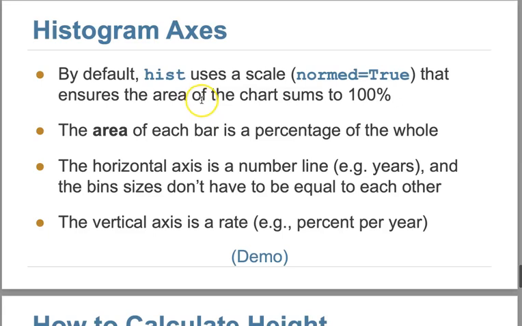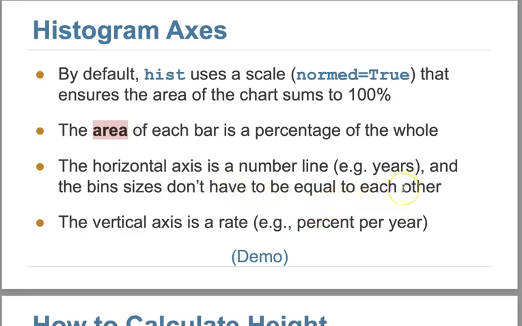Histogram axes, by default, use a scale that ensures the area of the chart sums to 100%. Like we said earlier, all the bars added together will be 100%. So the area of each bar is the percent of the whole. That means the area of each bar is the total percent in that interval. For example, most of the time your horizontal axis is a number line. We're using age for our example, which will be years. The bin sizes don't have to be equal to each other.